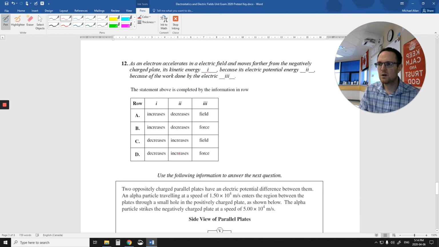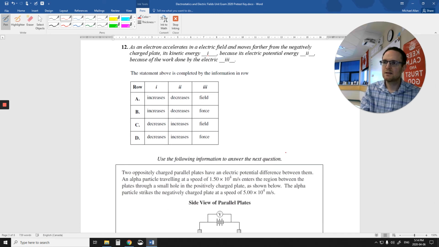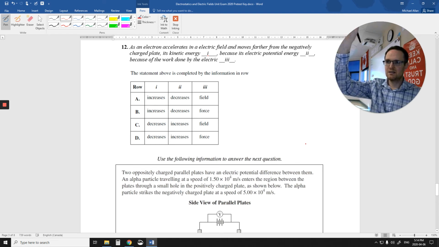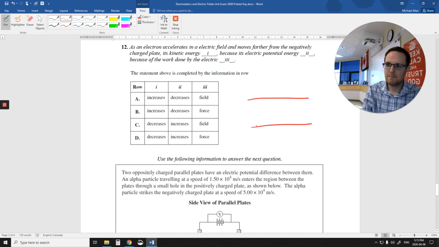Okay, question 12 here. So we have an electron kind of moving further from a negative plate. So let's think about this. Here we have a parallel plate system again. We have an electron down here, and then it's moving further away from that negative plate. So it's an electron moving further from the negative plate.